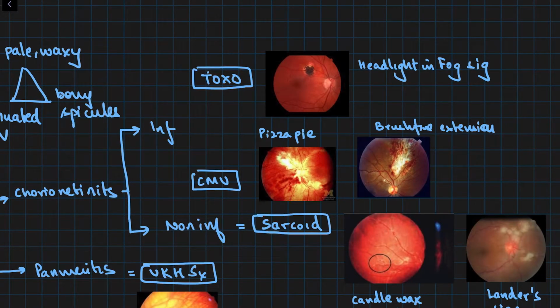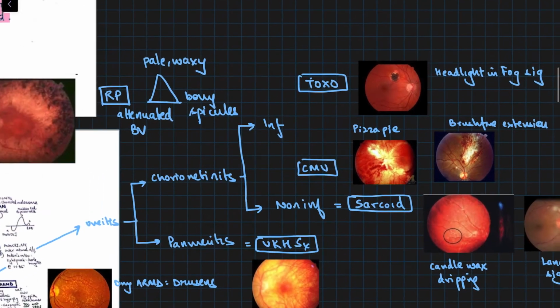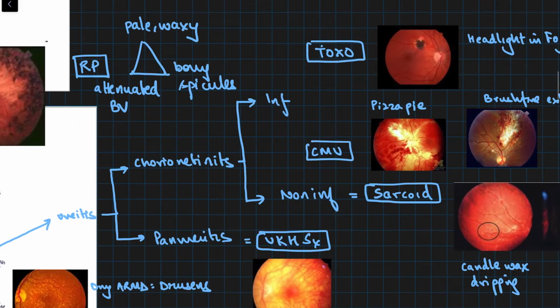Okay, so now let us look at some miscellaneous conditions, and the first one is uveitis. In uveitis, especially the posterior uveitis, that is called chorioretinitis, right? And panuveitis. So in chorioretinitis, there can be infectious cause or non-infectious cause. The infectious cause includes toxoplasmosis and CMV retinitis.